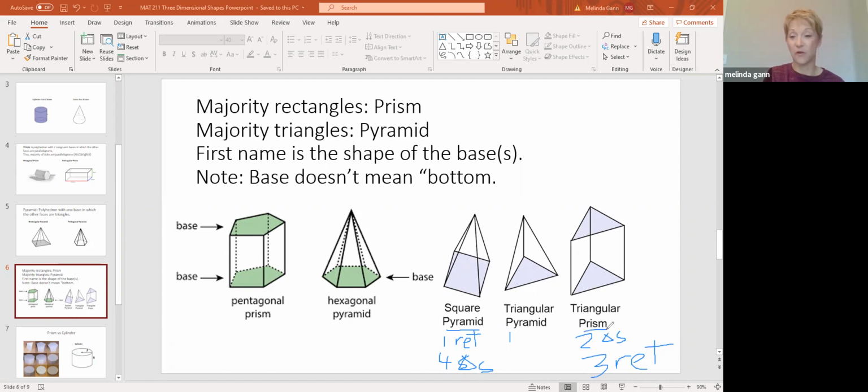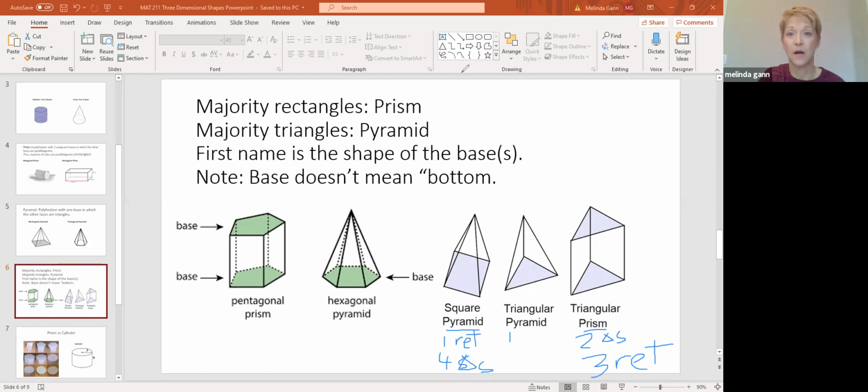Is there any shape that's not a rectangle? Yeah, it's got a triangle. So that's why it's a triangular prism. So if you've got rectangles and triangles, then make sure that the majority rules. If it's a majority of triangles, it's a pyramid. If it's a majority of rectangles, it's going to be a prism.